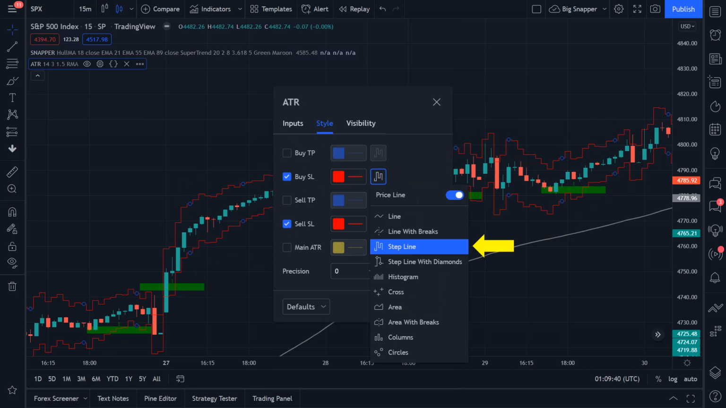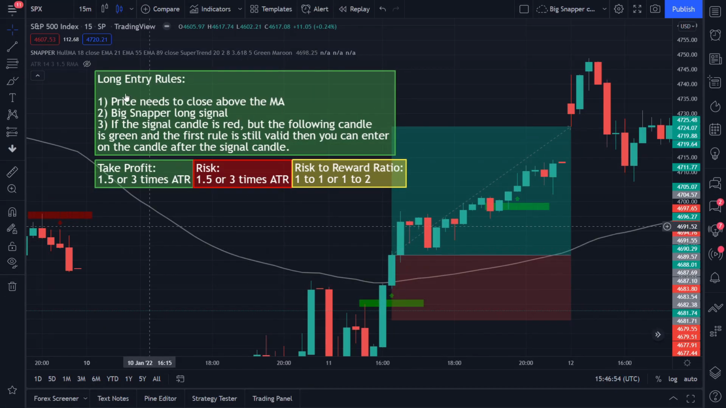Now let's see the rules for long and short entries. So for a long entry, first you need the price to close above the MA. As you can see, this is the moving average we are going to use. Second, a Big Snapper long signal should appear, which you can see right here. And third, if the signal candle is red, but the following candle is green, and the first rule is still valid, then you can enter on the candle after the signal candle.